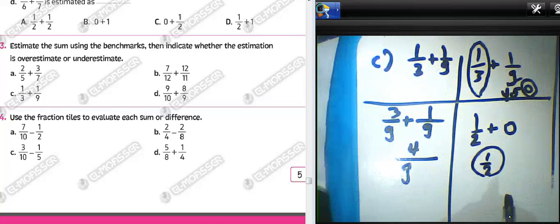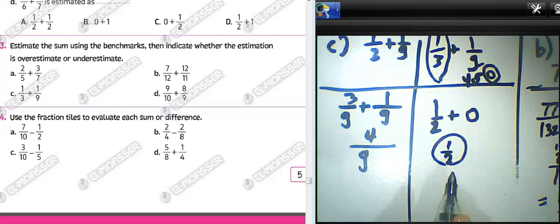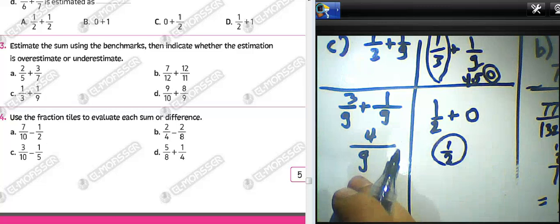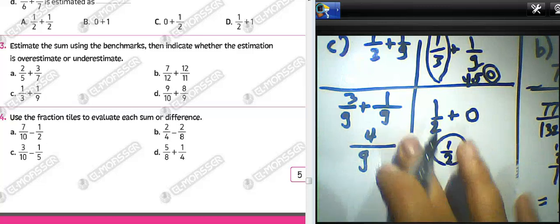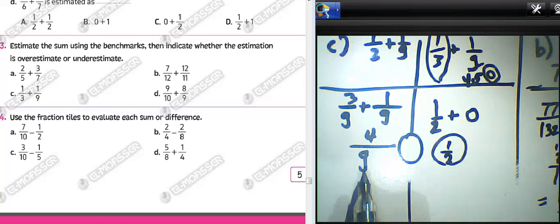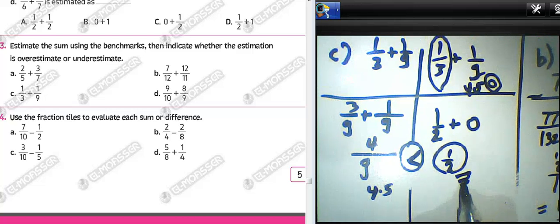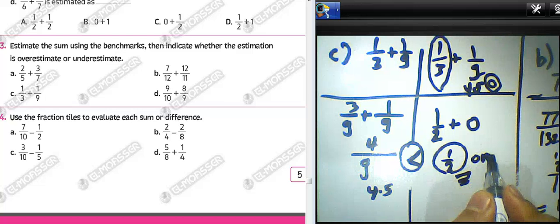Ask yourself, is this estimation greater than or less than the actual number? We must do cross multiplication, or ask yourself: half of 9 will be 4.5 and 4 is less than half of this denominator, so half will be greater. So this estimation will be an overestimate. This estimation is an overestimate. Okay, understood?